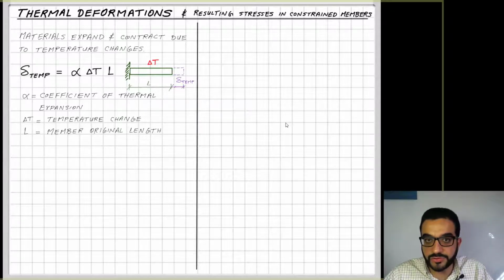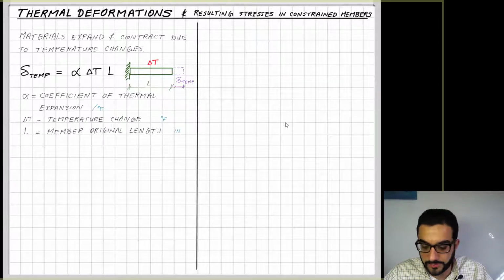Just something to pay attention to, the units. So delta is a length unit, like an inch. The length is also an inch. Let's say if we give an example, delta T is in degrees Fahrenheit, if you are in the US. So this leaves us with alpha equal to the inverse of degree Fahrenheit. So just something to pay attention to when you deal with the units.